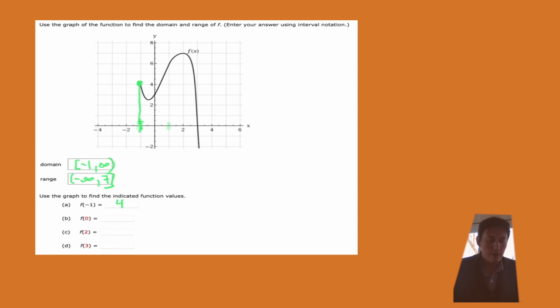What about 0? The x value of 0 is here, and notice the function at 0 is here. Therefore, the y value at that point is 3. At 2, I'm going to go all the way up to where it meets the function, which notice the y value is 7. And then at 3, which is here, the y value is 0.